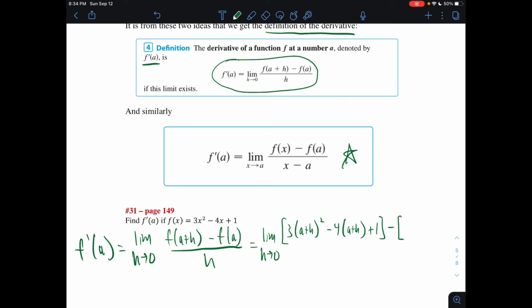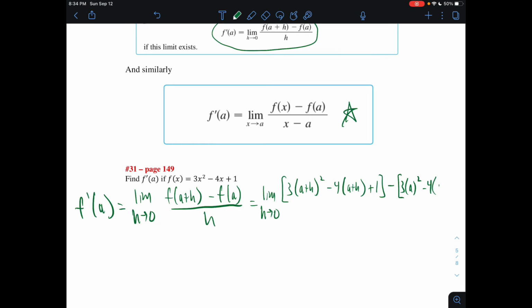So 3, instead of x squared, now it's a squared, minus 4, instead of x, it's a, and then plus 1. Just function evaluation. That's all that is. And now, just like we saw in the previous examples, we want to simplify this entire numerator.